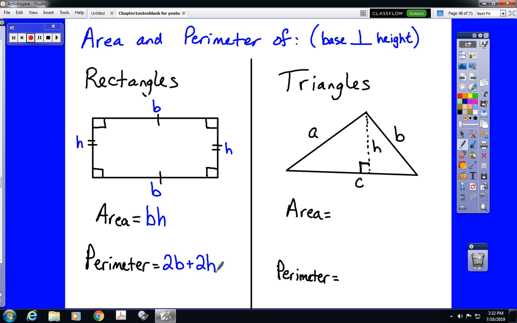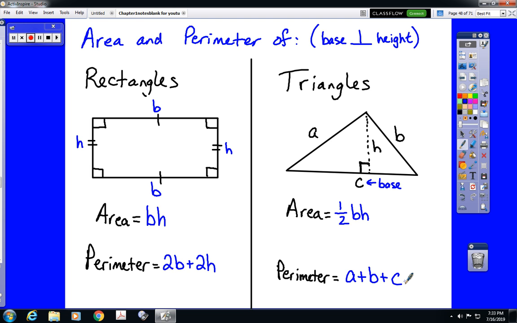Now, with a triangle, notice how each side of the triangle is labeled with a letter A, B, and C. That's pretty standard practice. And notice that the height is perpendicular to side C. That means that C is our base and H is our height. So area is 1/2 base times height. Perimeter, on the other hand, would not involve the height at all. It would simply be the sum of all three sides of the triangle, A plus B plus C.